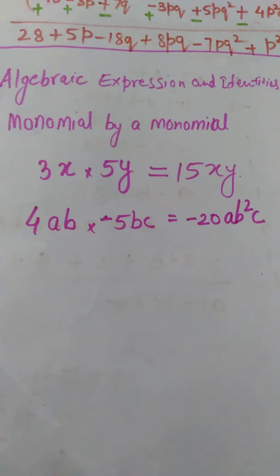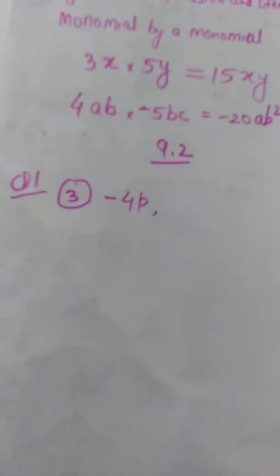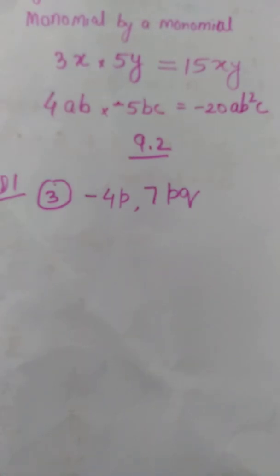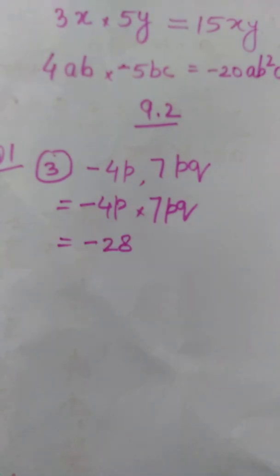Now let us see the exercise questions. Exercise 9.2. Question number 1. We'll see 2 or 3 questions, and the remaining you can do by yourself for your practice. The third option, minus of 4p multiplied by 7pq. Now these two terms are multiplied. We'll write in the multiplication form. Minus 4p into 7pq. Now in these two, first we have to multiply the constants. Minus 4 into 7 is minus of 28. And p into p is p square q, like this.